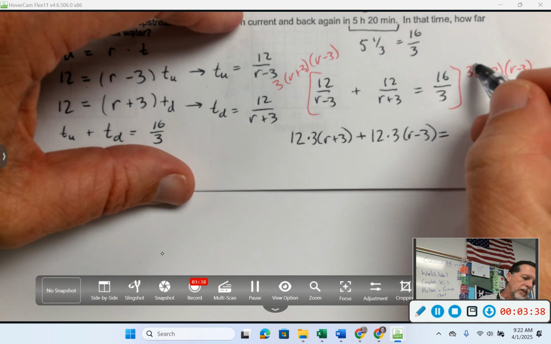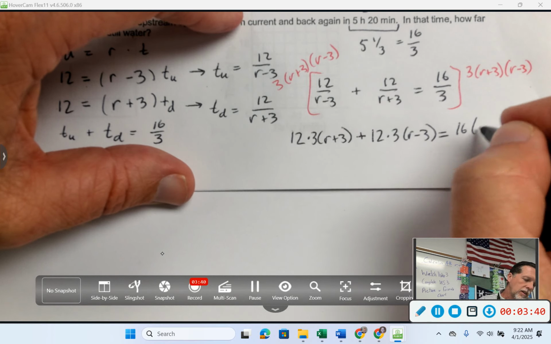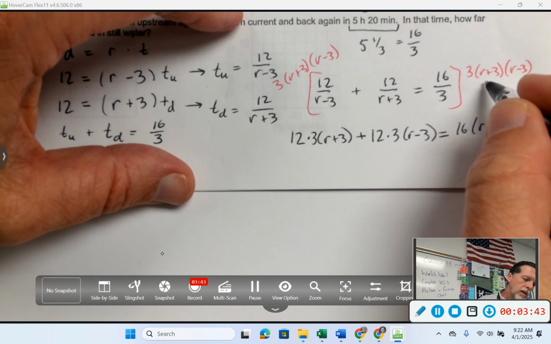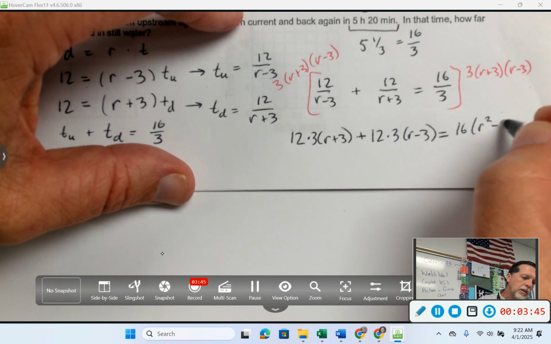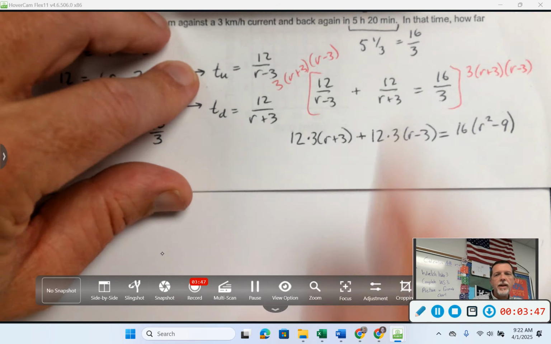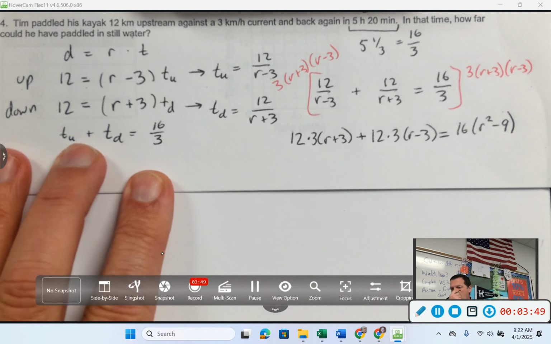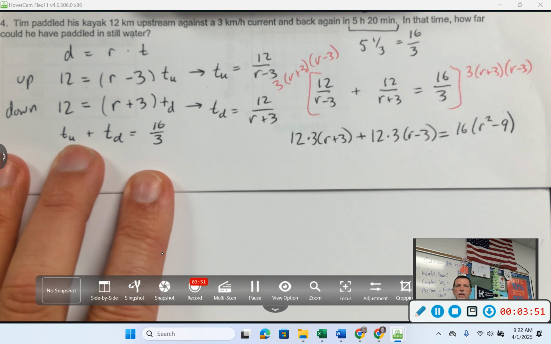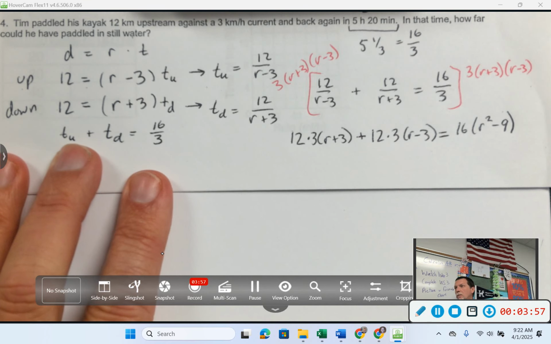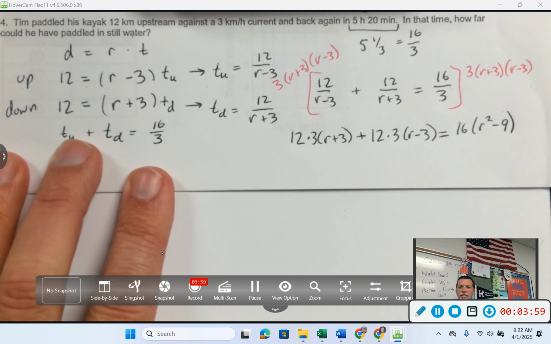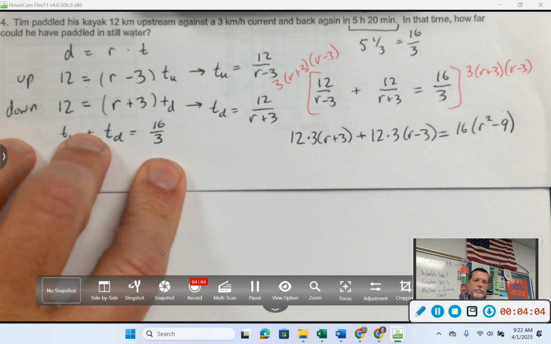And then on the other side, only the 3's cancel. R plus 3, R minus 3. I'm going to go ahead and do that to save myself a little bit of time here. R squared minus 9. Okay, so it's a quadratic, meaning there's an R squared, meaning we'll set it equal to 0 and hope it factors. If it doesn't factor, we'll use the quadratic formula. Kind of annoying, but no big deal.